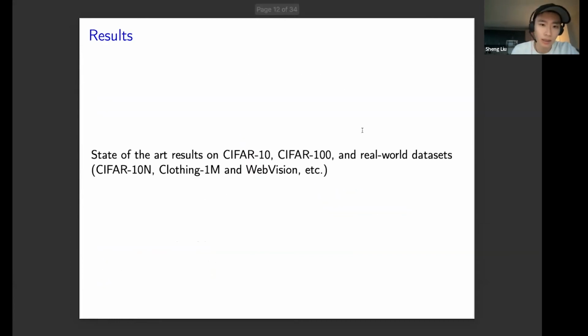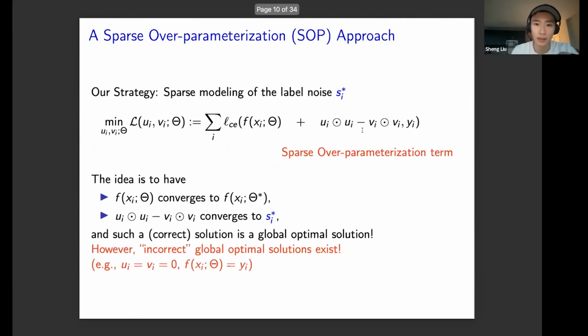Regarding the results, it achieved very good results. And because for each example we have this kind of term to model the noise, it also achieves good results on instance or input dependent label noise as well.